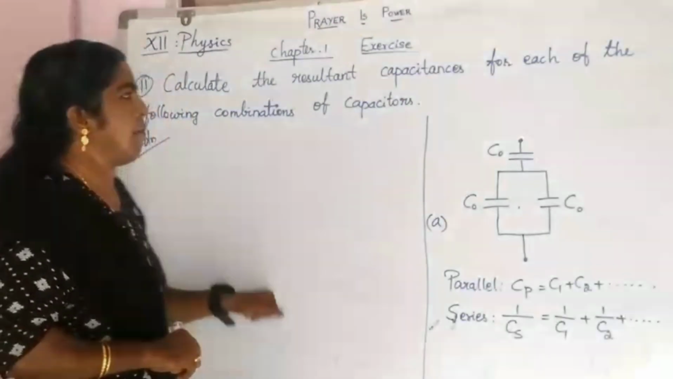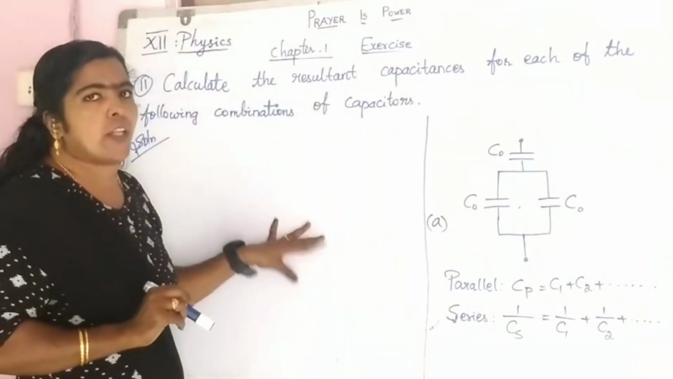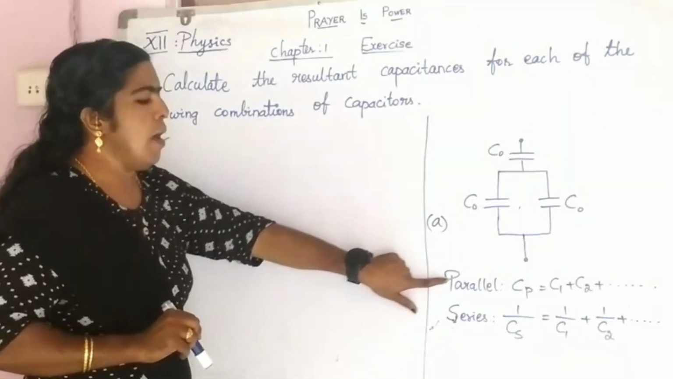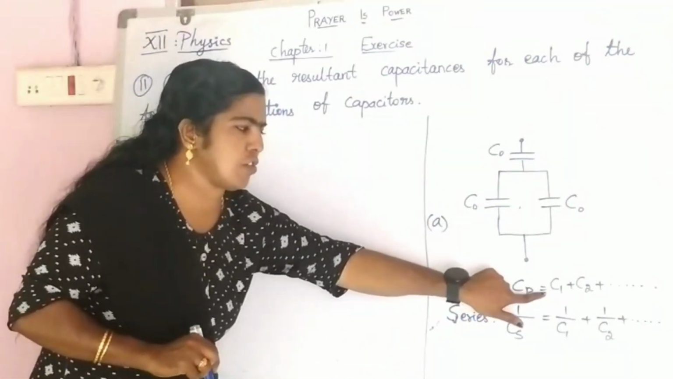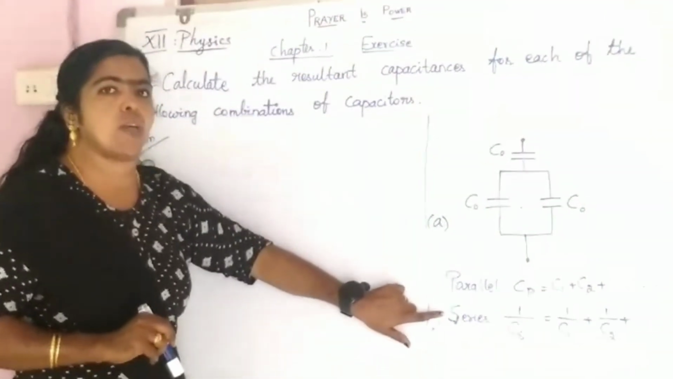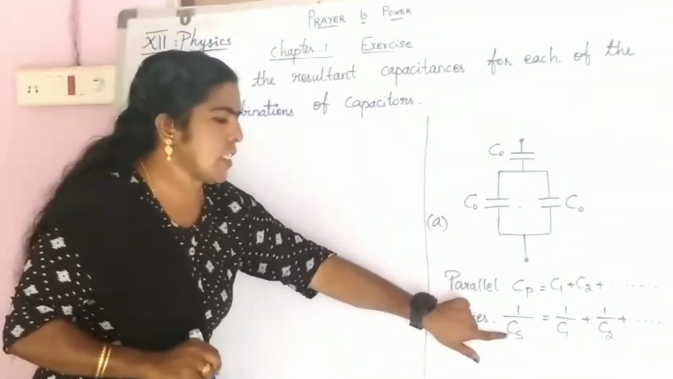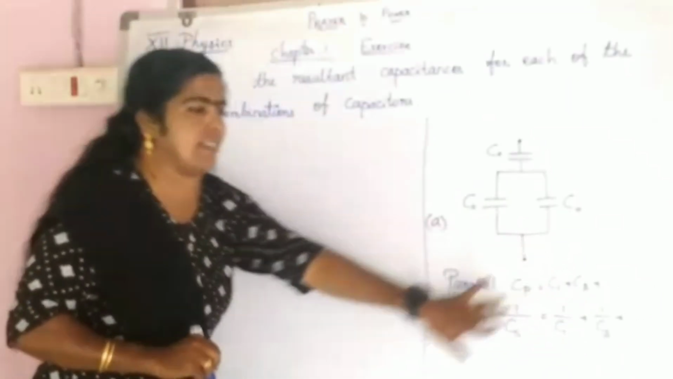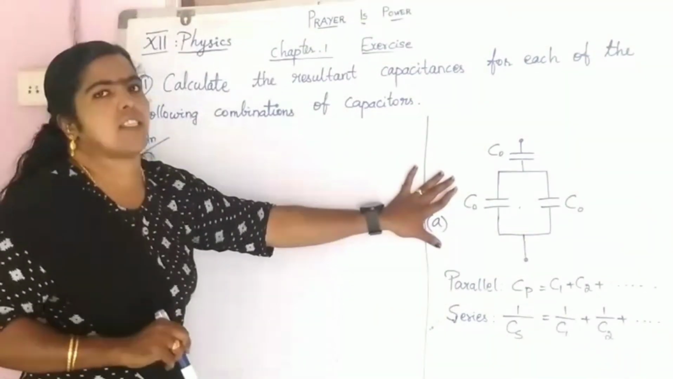Look at the figure. First we need to know the two formulas. If the circuit is parallel, the parallel formula is C1 plus C2 plus etc. If the circuit is series, the series formula is 1 by C1 plus 1 by C2 plus etc. So look at the first circuit.